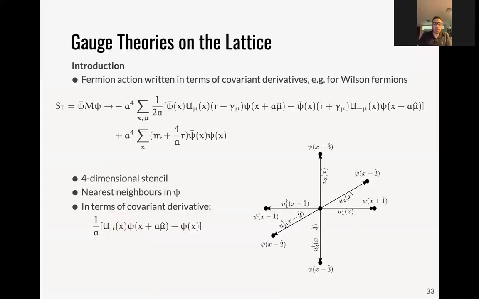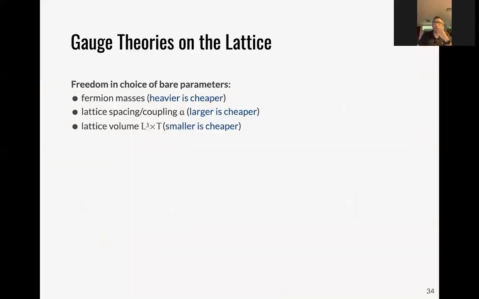Okay, so in discretizing, putting our action, the fermion part and the gauge part, on a lattice, what freedom have we introduced? First of all, as in the continuum theory, we have the choice of determining the fermion mass, right? This is still a bare parameter of our theory, and we will see later why setting a lighter fermion mass makes simulations more expensive.